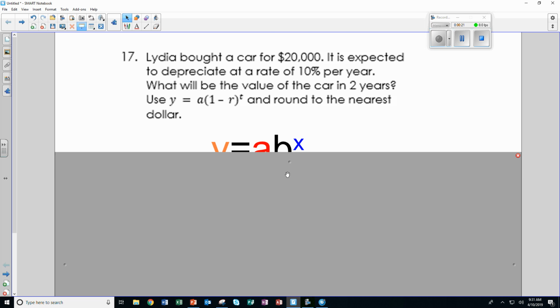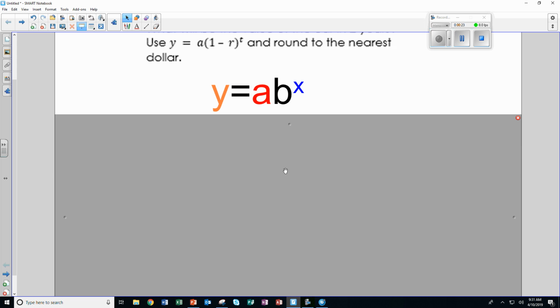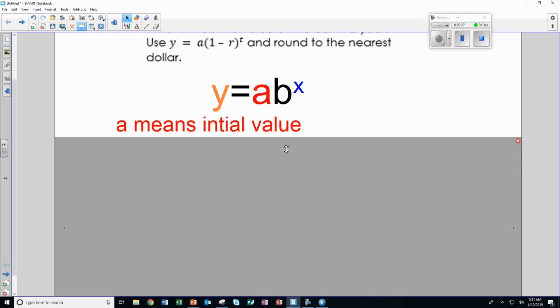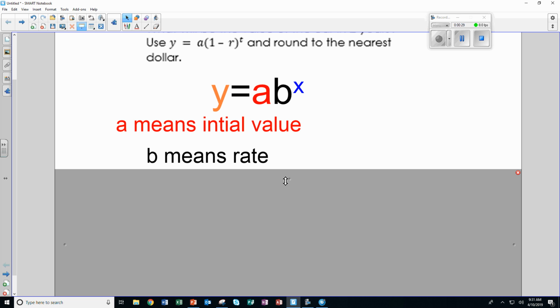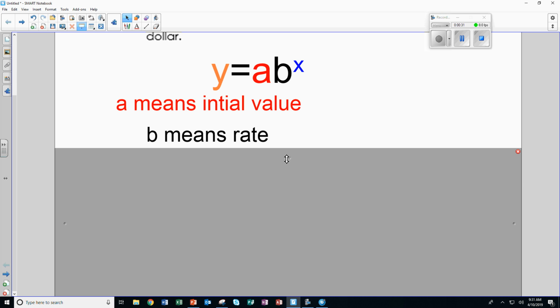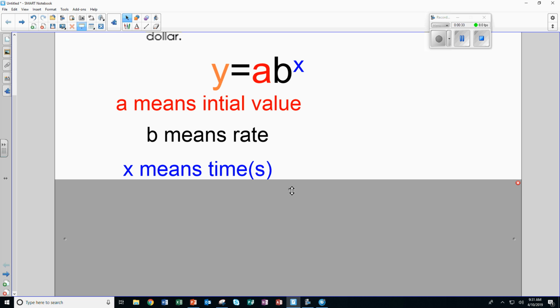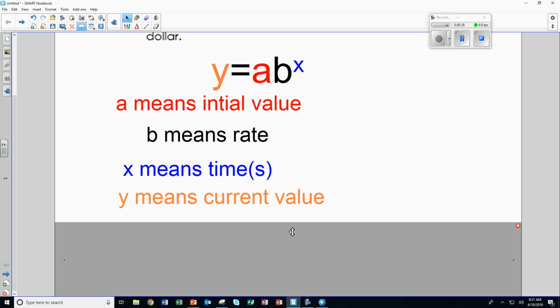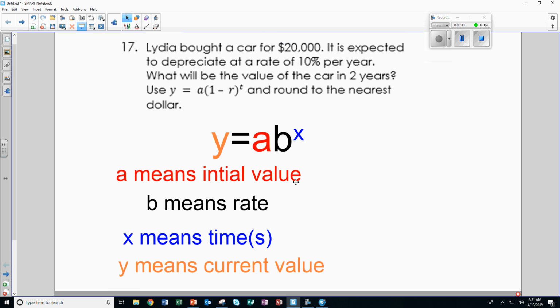Well, again, here is our exponential equation. Remember, a is the initial value, b is the rate of either decay or growth, x is the time, y means current value. Well, the initial value of the car we see already is 20,000.